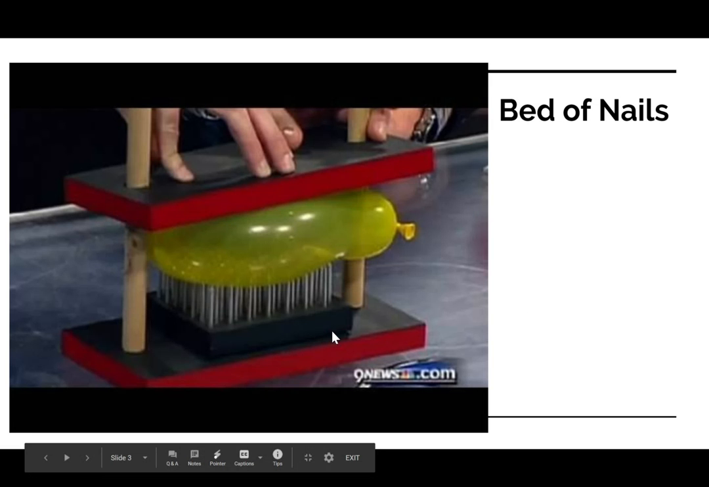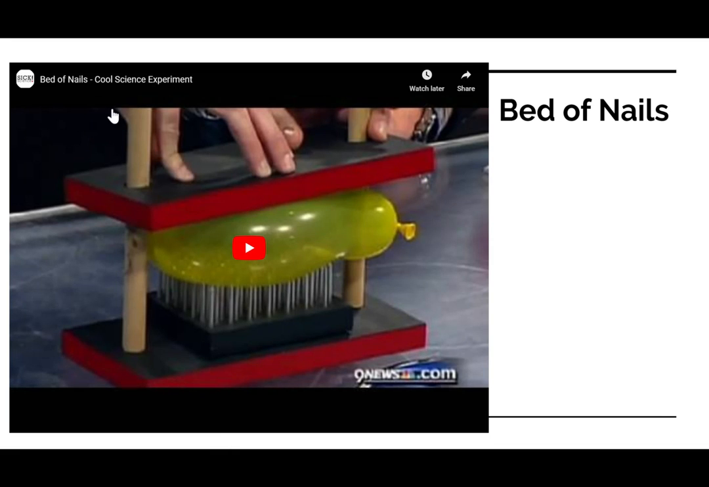We have a video here, which is a bed of nails. So I'm going to leave this to you to go check out on your own in the slides. Essentially, these guys are going to play with a bed of nails and a balloon.